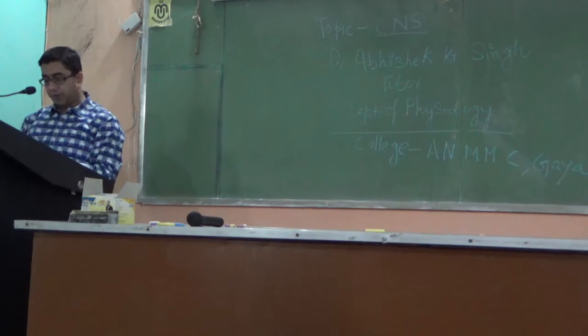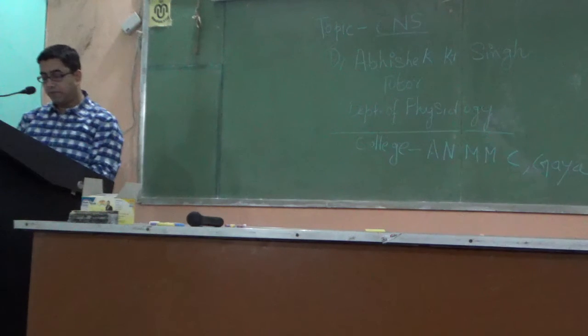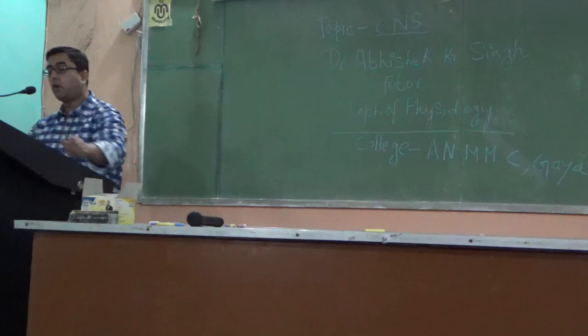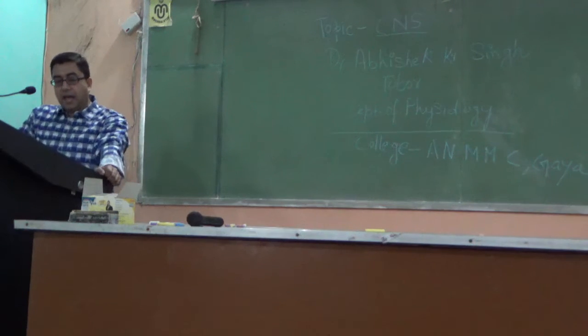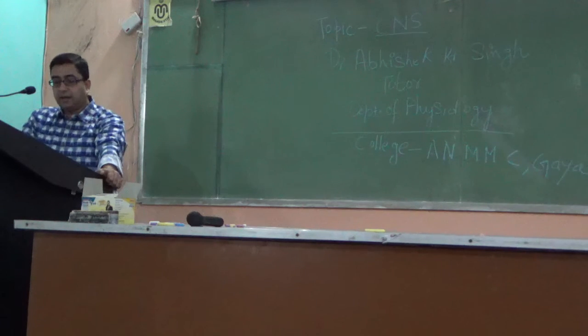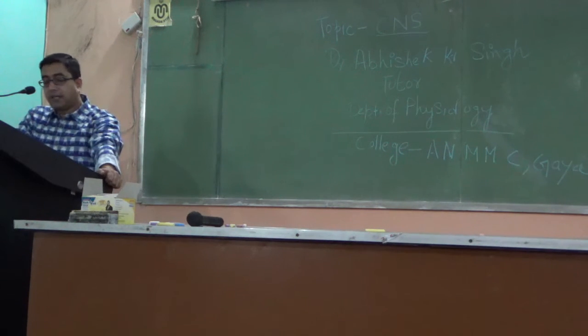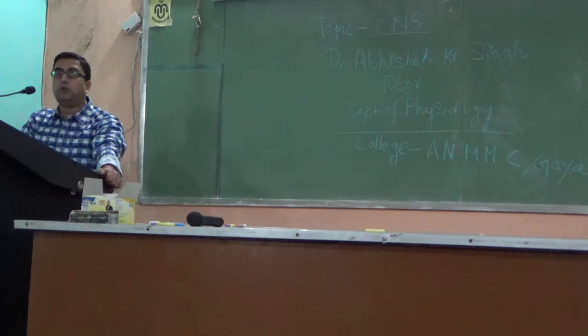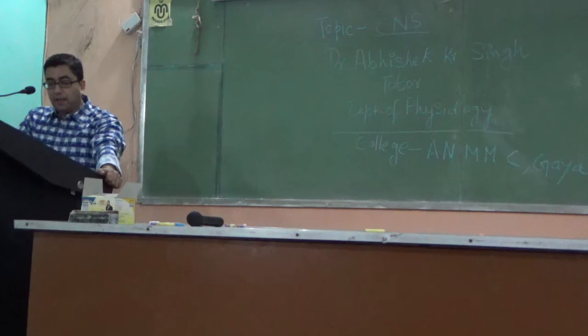Then we come to the third part of the brain, and that is rhombencephalon. Rhombencephalon is also called hindbrain, and it includes two parts, metencephalon and myelencephalon. Metencephalon includes pons and cerebellum, while the myelencephalon includes medulla oblongata.